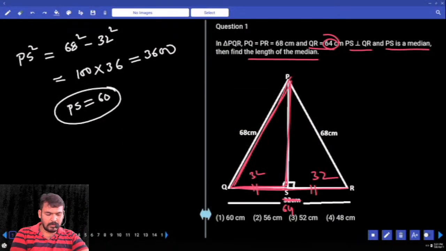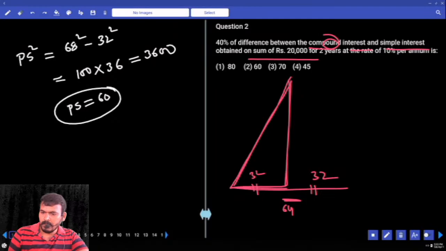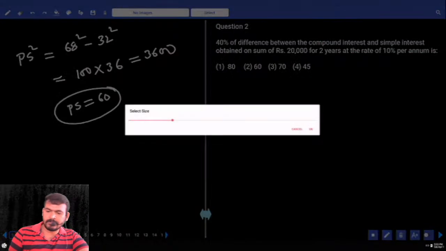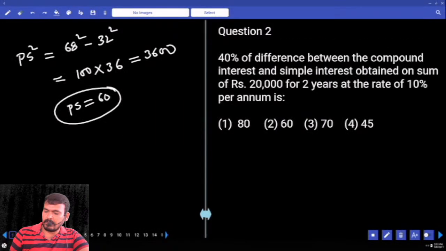Next question number 2. 40% of the difference between compound interest and simple interest obtained on a sum of 20,000 for 2 years at the rate of 10% per annum is. First of all, what is the principal value given? 20,000. Time period 2 years. What is the rate percent? 10%. 10% for 2 years.